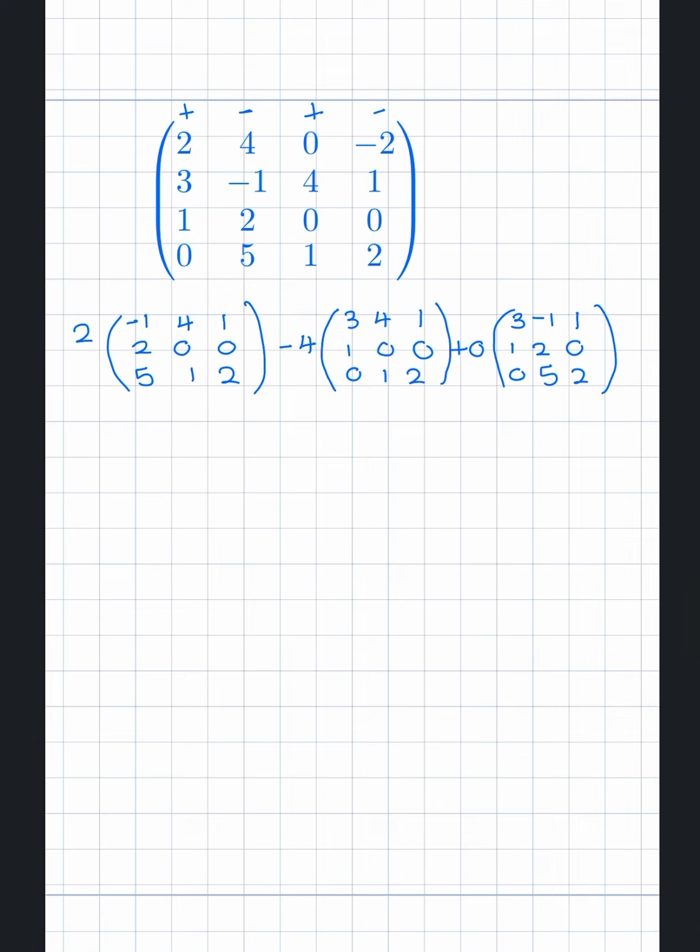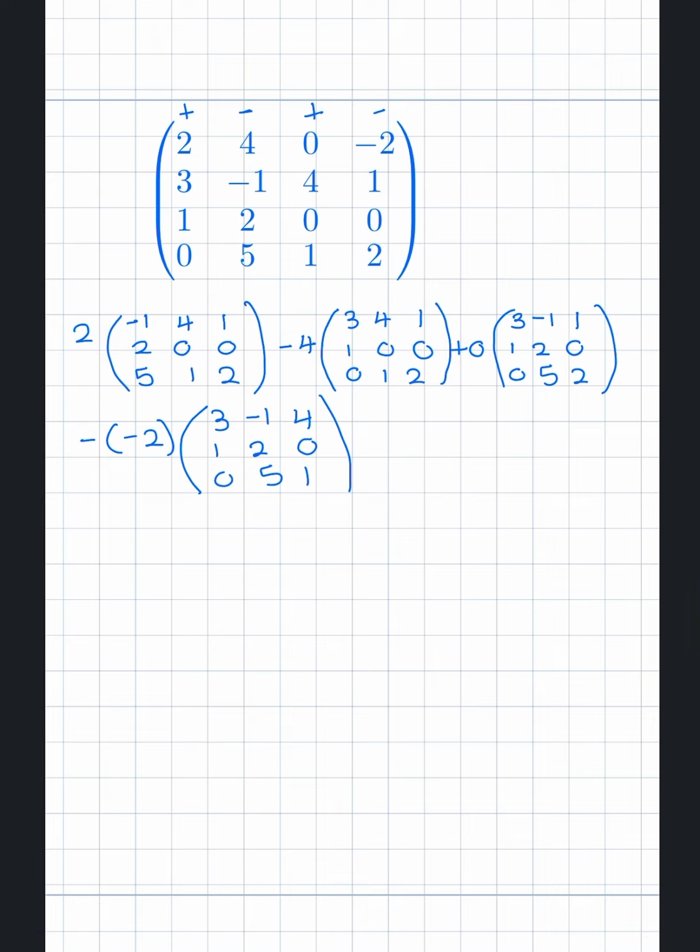Then the next one is minus, but already we have a minus 2, so we're on the first column, last row. We do the same thing: we close the first row and close the second column. Clear, right? So what do we have? We have 3, minus 1, 4, 1, 2, 0, and 0, 5, 1. Okay, so we have those values.